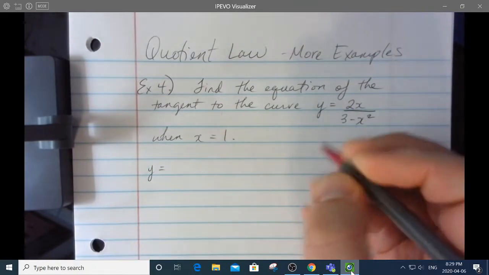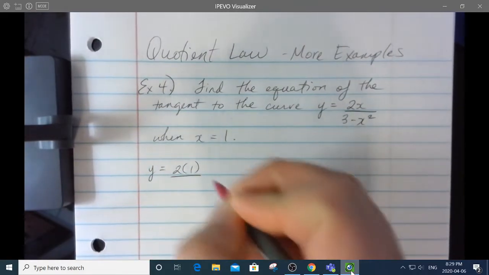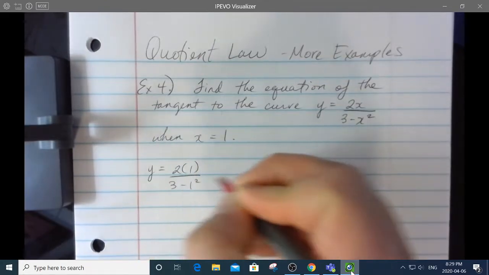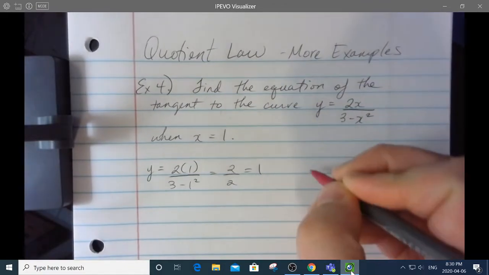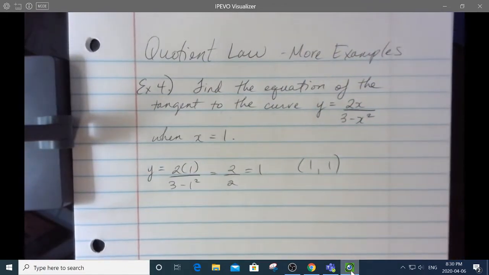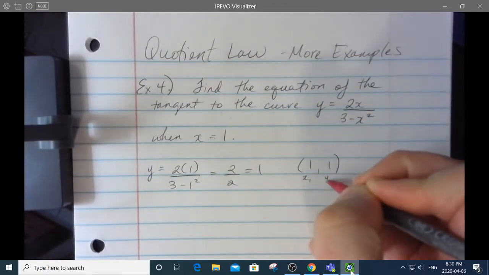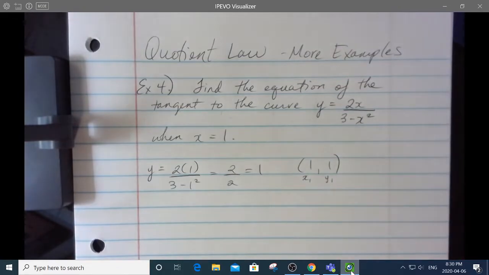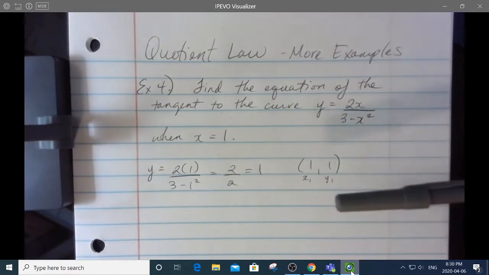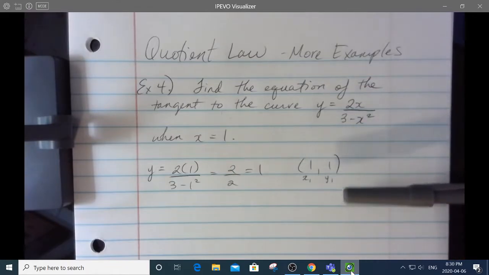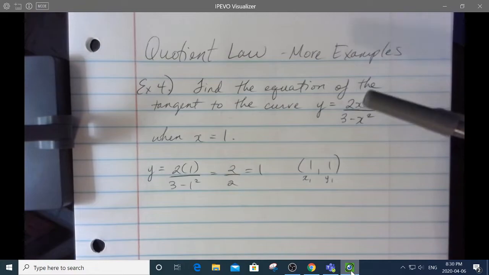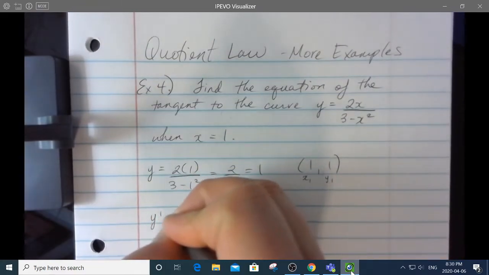So let's see, y equals 2 times 1 all over 3 minus 1 squared, which is 2 over 2, which is, oh, that's a nice point. It's the point (1, 1). And we'll call that x1 and y1, and you'll see why when we get further down. Now if I'm going to use the point-slope formula, spoiler for this, then I need to know what the actual slope is, and the slope is the derivative of this.